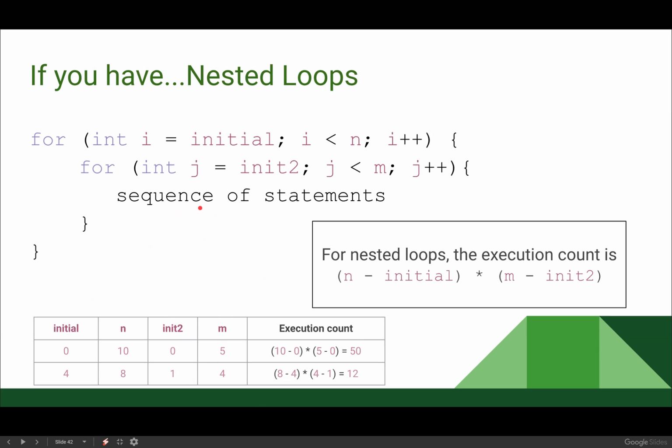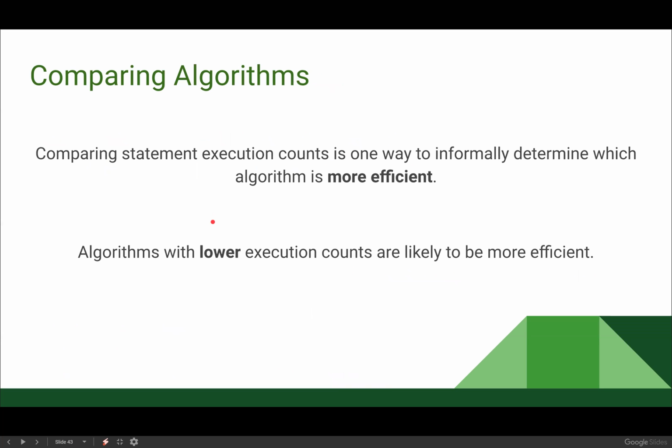Keep in mind, using double for loops is usually going to be less efficient than using single for loops because you're doing multiplication rather than addition, which is always going to increase the number of times you're going to run something. And comparing the number of statements that you're executing is one way that we can figure out which algorithm might be more efficient to solve some problem. And algorithms with a lower execution count almost always are going to be more efficient than their counterparts.